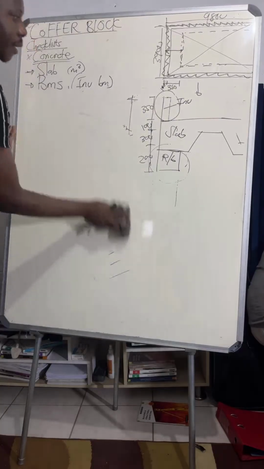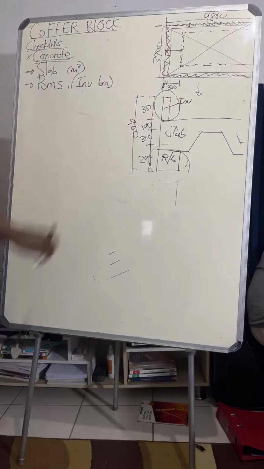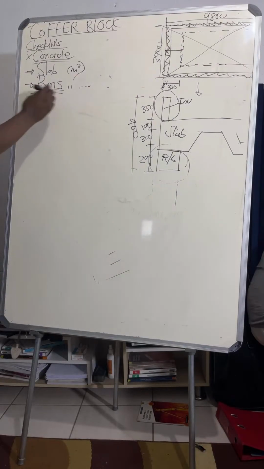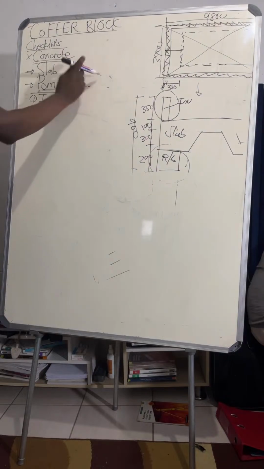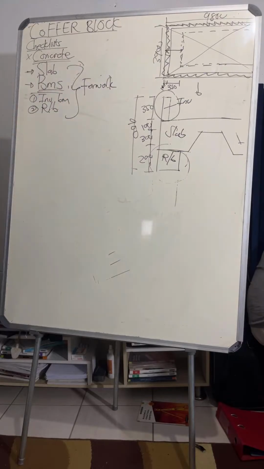Good. Okay, fine. I said 900. Now, we said we have the beams. Under the beams, we have what? Inverted beam. And we have what? We have a ring beam. Since we are talking about concrete, all of these require what? The formwork. They require the formwork.